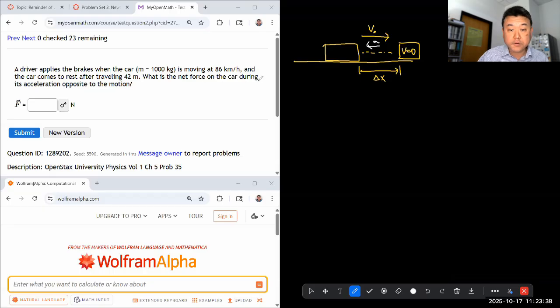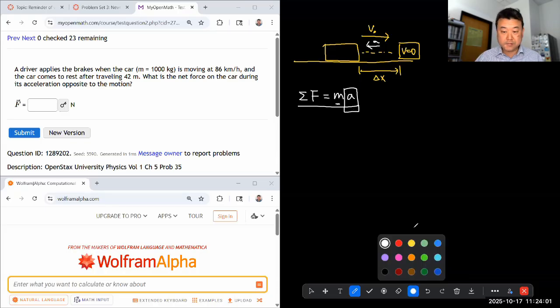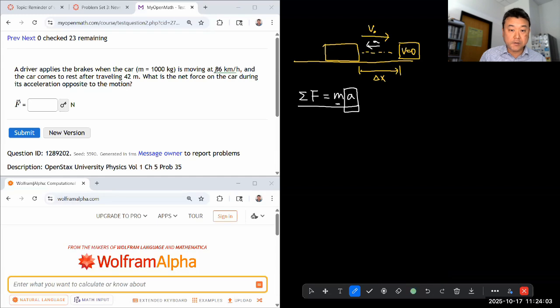What is the net force on the car during its acceleration opposite to the motion? Yeah. So again, simple application of Newton's second law. Net force, which is what they're asking, is equal to mass times acceleration. They've given you the mass, so really all you have to find is the acceleration, then you just multiply that by mass and you're done. Again, you don't need the speed that they gave you. Or actually, sorry, I misspoke. This time you actually do need the speed.